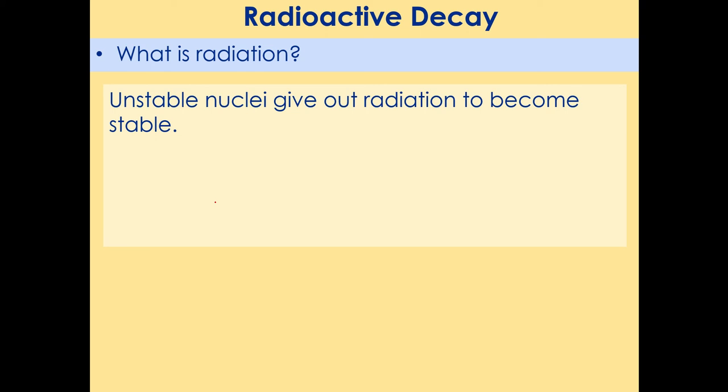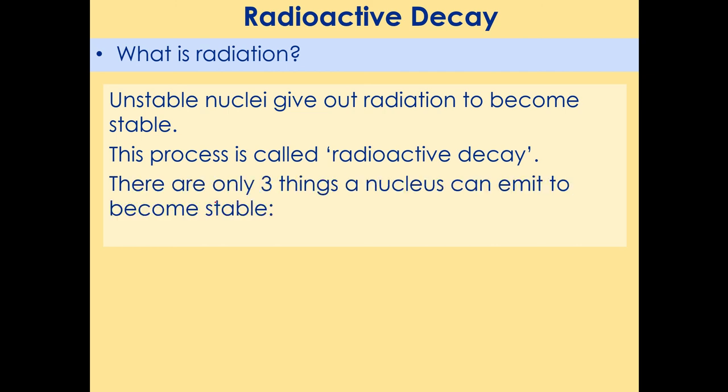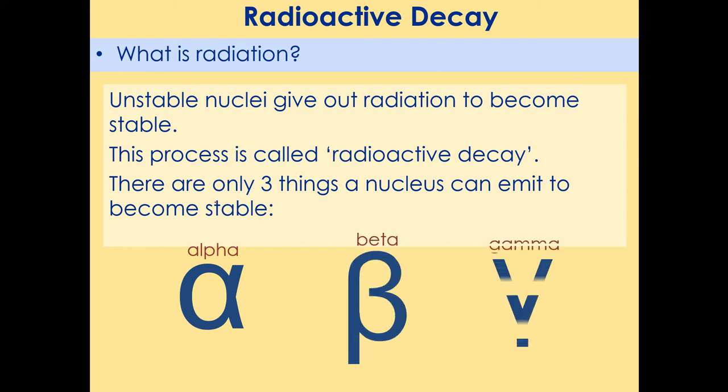So unstable nuclei give out radiation to become stable. This process is called radioactive decay, and there are only 3 things a nucleus can do in order to become stable, and that is give out either something called alpha or beta or gamma.